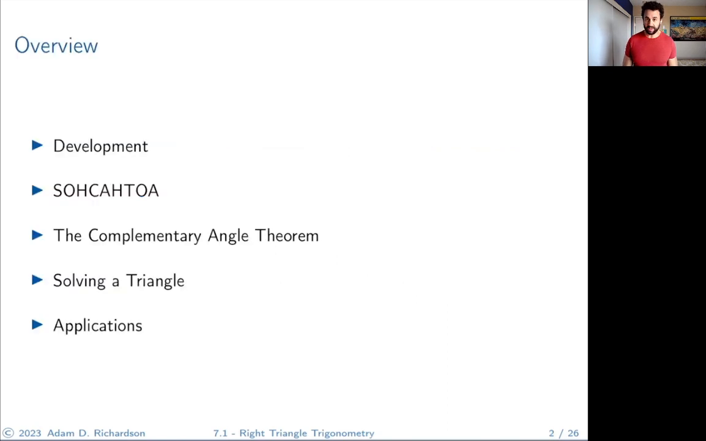Today we're going to be starting chapter 7, and the first section of that chapter is all about right triangle trigonometry. I'll go ahead and start the slides before I get too carried away here. So here we go. Here's what we're going to do. We're going to develop the theory of trigonometry using right triangle trigonometry. We're going to get a handy mnemonic to help us remember the relationships using right triangles. That's called SOHCAHTOA. Then we'll talk about the complementary angle theorem, talk about solving a triangle, and then we're going to do a few applications using right triangle trigonometry.